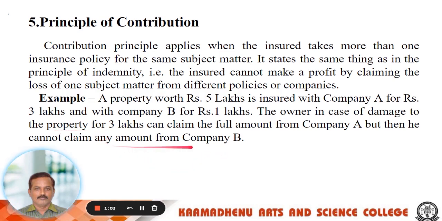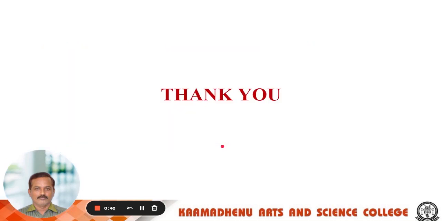Regarding the principle of contribution once again: a property worth rupees 5 lakhs is insured with company A for rupees 3 lakhs and with company B for rupees 1 lakh. At the time of loss, the owner can claim the full amount from A or B, not from two companies at one time. This is the principle of contribution.